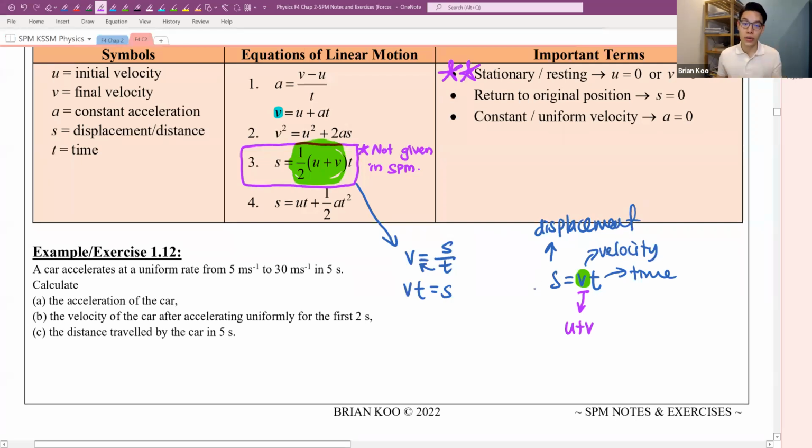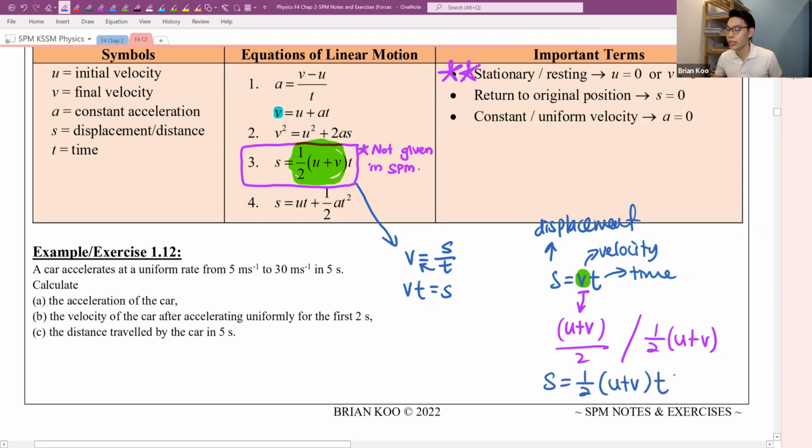But for the velocity, I don't just take u or just take v because it's not fair. I need to take u and v divided by 2, or 1 over 2 (u plus v). That's why you end up with s equals 1 over 2 (u plus v) t. If you don't want to remember it yourself, then just memorize this formula. I like to remember it as displacement equals velocity times time, because velocity is displacement divided by time, so you just times the t: s equals v times t.